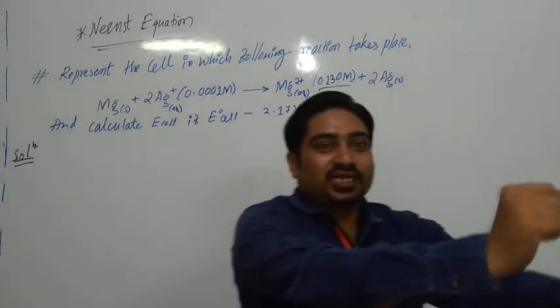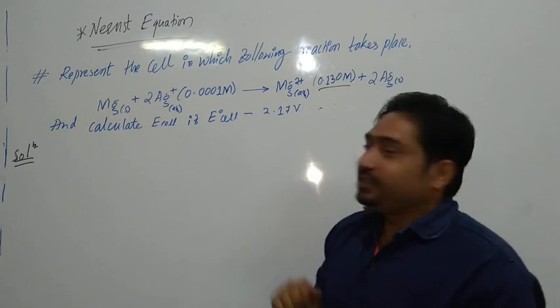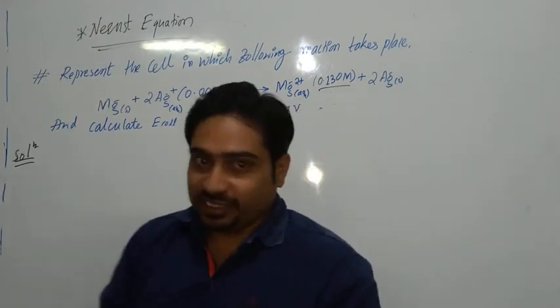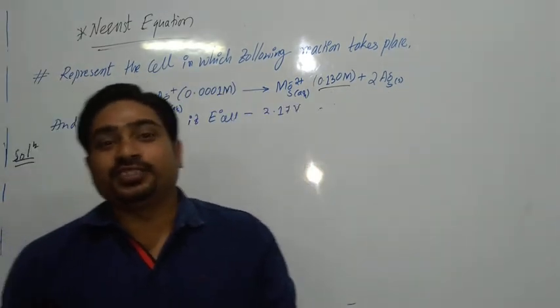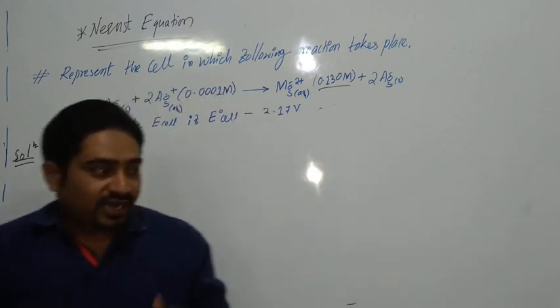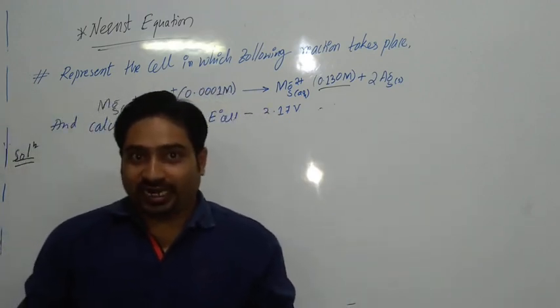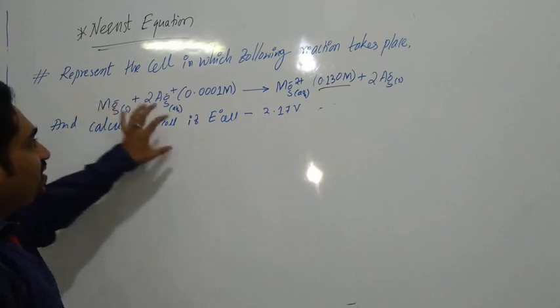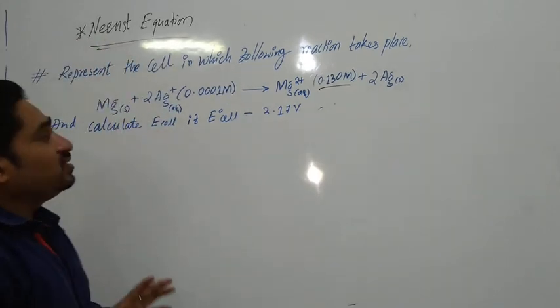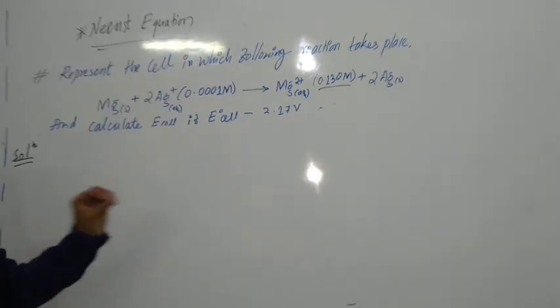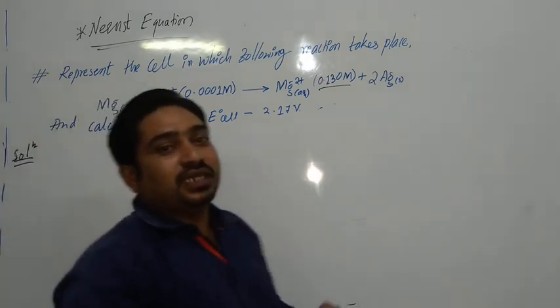Hello everyone. So now in the previous session we have discussed the Nernst equation. By using the Nernst equation, we learned how to calculate electrode potential and cell potential at any concentration of the electrolytes. So now we'll discuss problems on the Nernst equation. These are very important from the examination point of view.